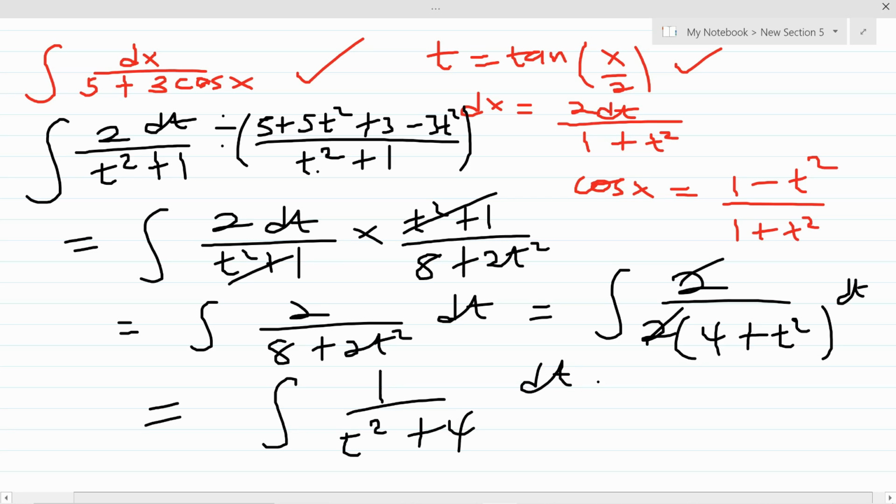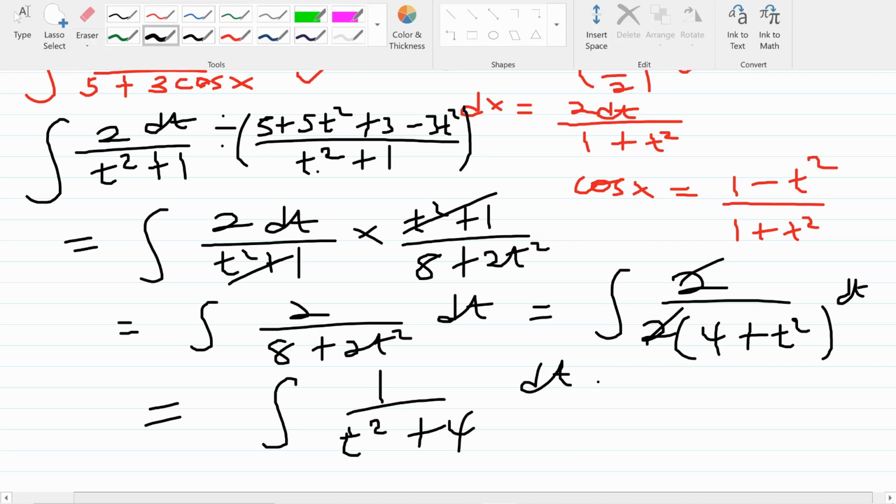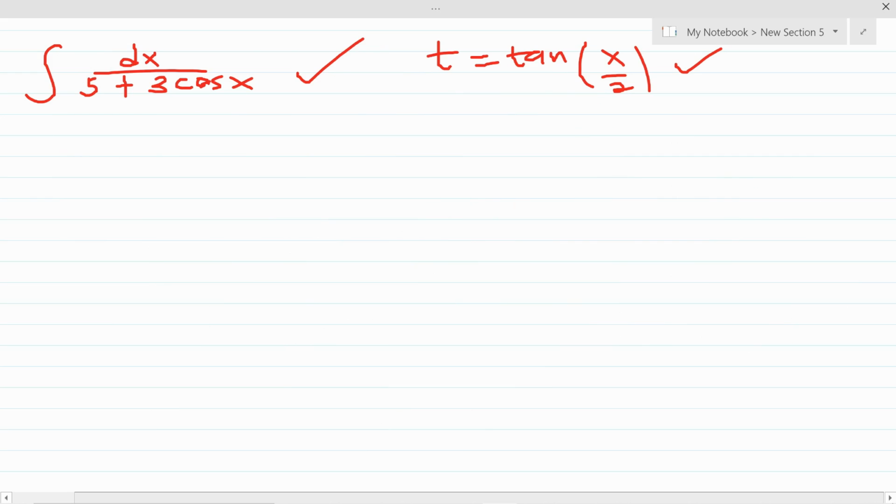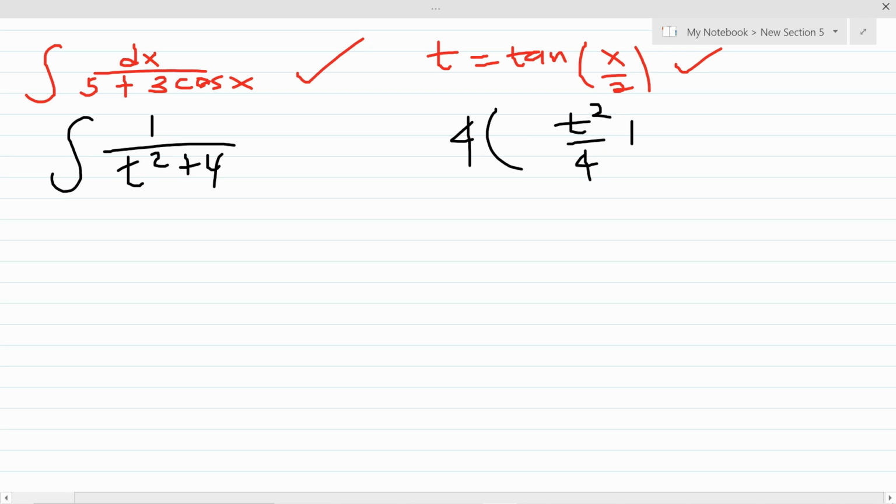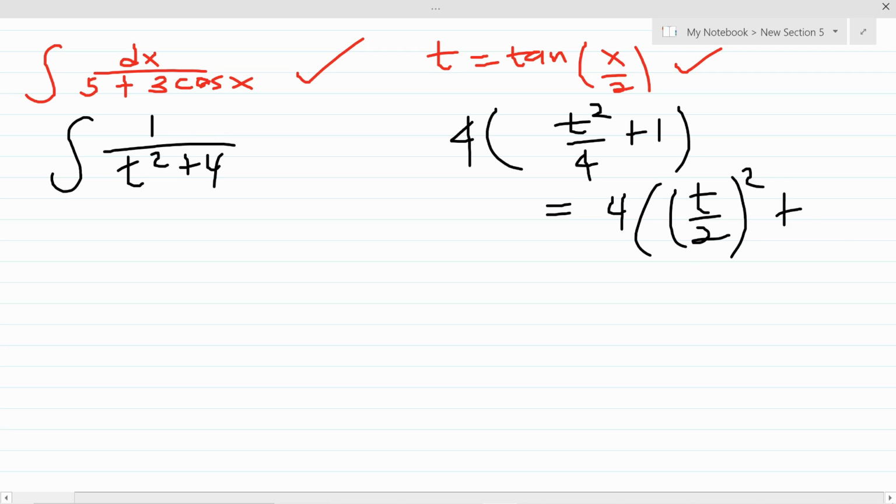So now we've gotten something which is much simpler to solve, and this will use what we call the normal trig substitution. Alright, so let's do that first. So now we have this to solve, 1 over t squared plus 4. If you remember, we said you can factor your 4 out, and this becomes t squared over 4 plus 1, and this will be the same as 4 times (t over 2) all squared plus 1, from our normal trig substitution.